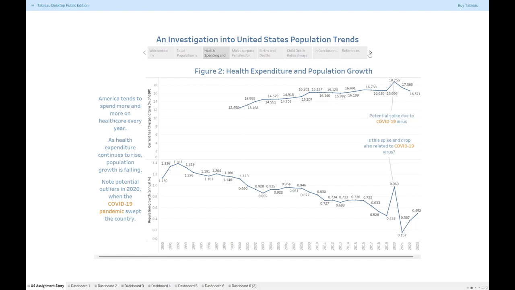Why then do we continue to spend more money on healthcare? We can infer that as our elderly live longer and longer, they require more healthcare services. Also, note the potential outliers present in the year 2020, when COVID-19 swept through the country.